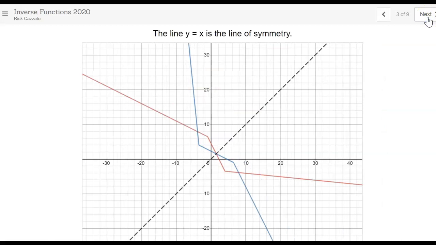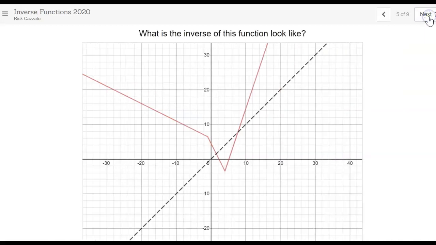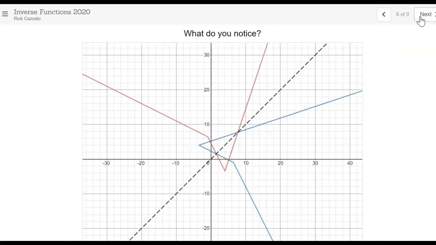All right, so the idea was the line of symmetry is y equal x. So what does the inverse here look like? So I'm going to draw in the line y equal x. And then if you were to reflect that red graph over the line y equal x, you would get the following graph. What do you notice about the blue graph?